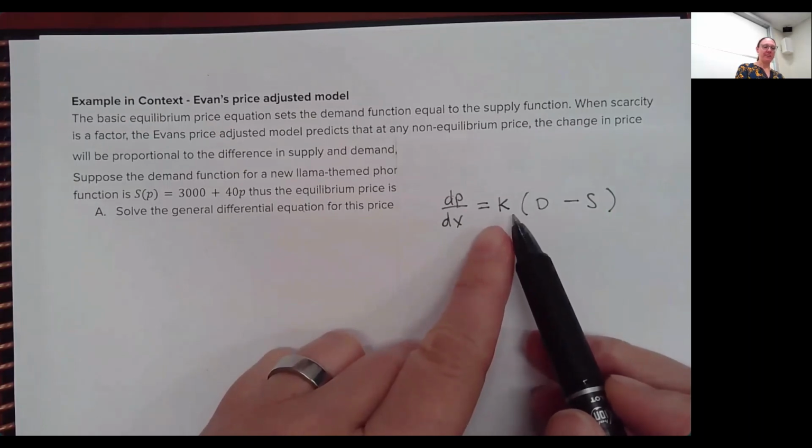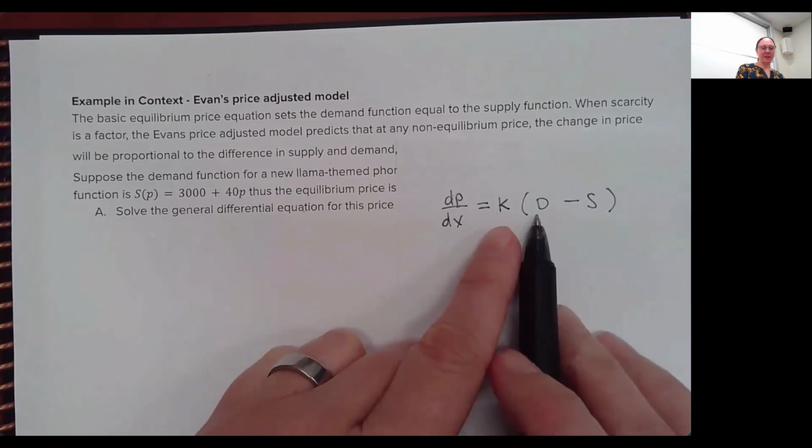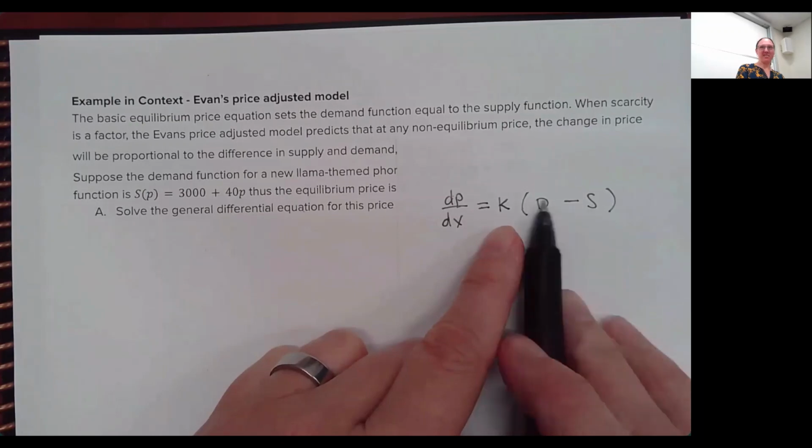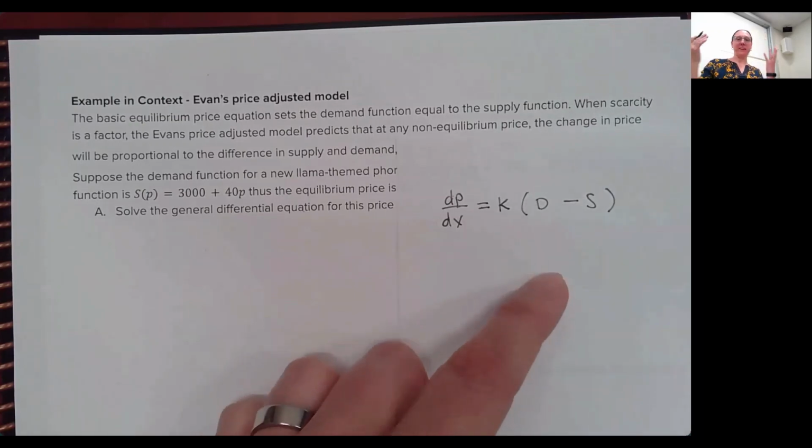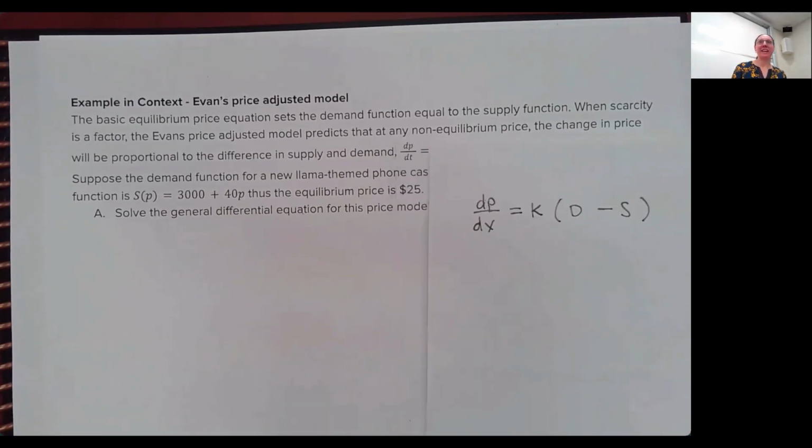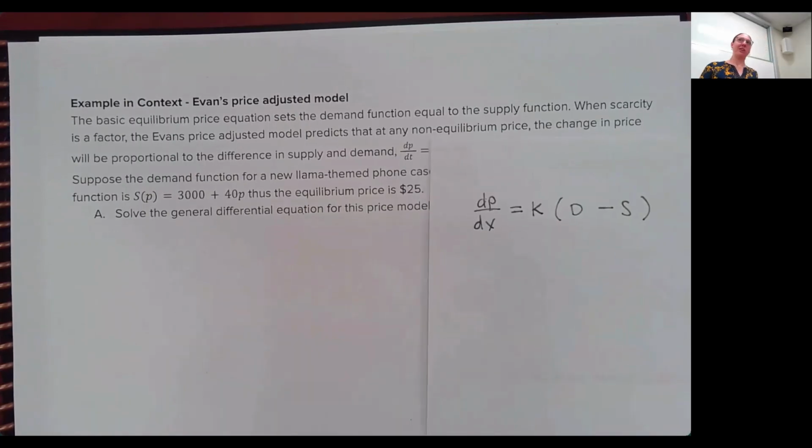So if something in the problem forced that constant of proportionality to be positive, then if it is a scarcity model, I would need my demand to be higher than my supply. So, that's all. But it actually algebraically doesn't matter which way you do it. The constant of proportionality will take care of it.